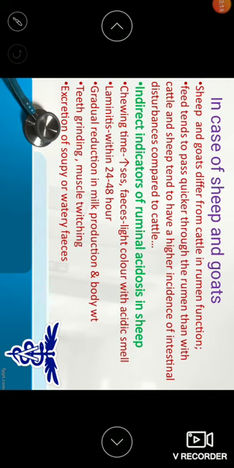Sheep and goats differ from cattle in rumen function, as you know very well. Feed tends to pass quicker through the rumen than in cattle, and they have a higher incidence of intestinal disturbances compared with cattle.